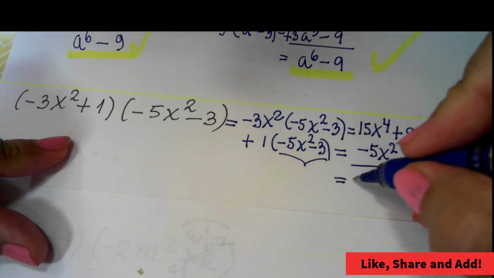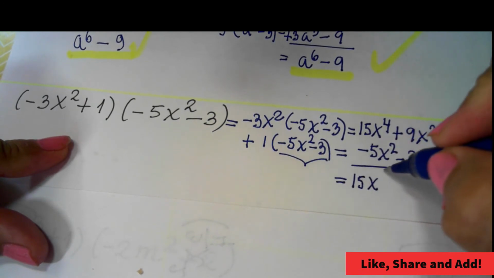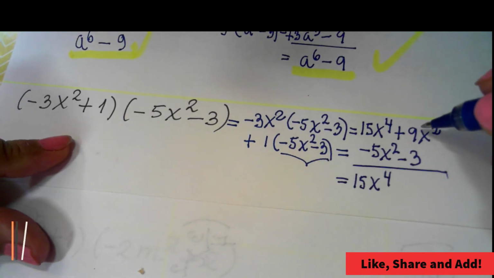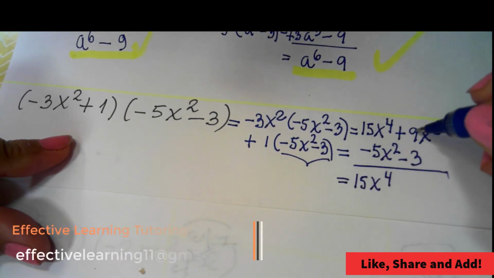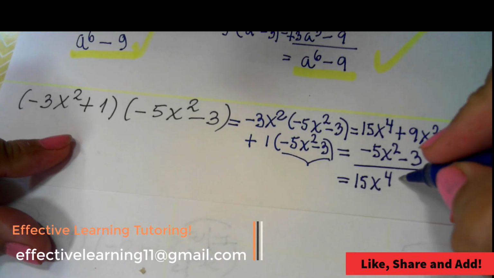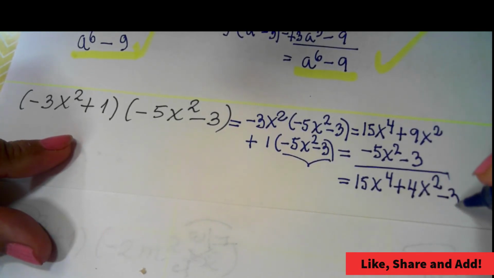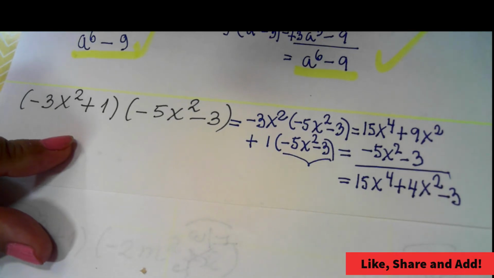15x with exponent 4, you just write down 15x with exponent 4. Exponent 3 you don't have. You go to exponent 2, x squared. 9 minus 5 is positive 4, x squared, and minus 3. That's your final solution, your final answer. So we're going to check.